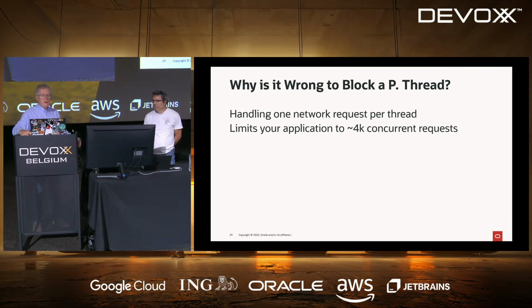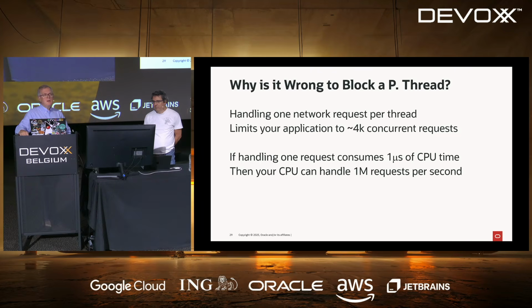So let's take 4,000. It could be a little more or a little less. Doesn't matter. If you consider that the CPU time for managing a request is in the order of the microsecond, which is probably the case, then your CPU should be able to manage several million requests per second.